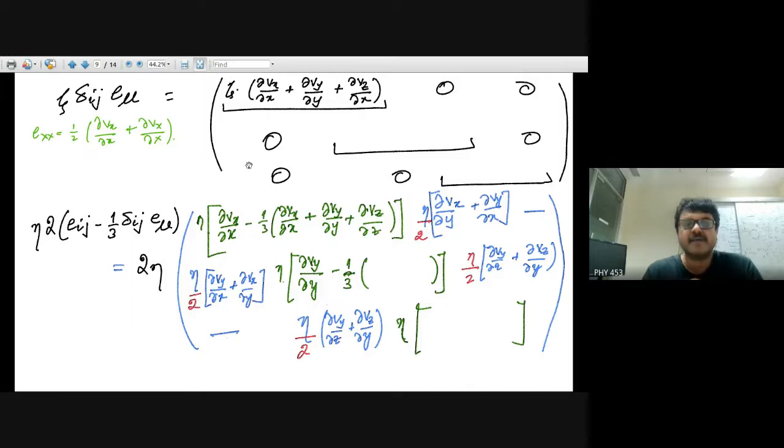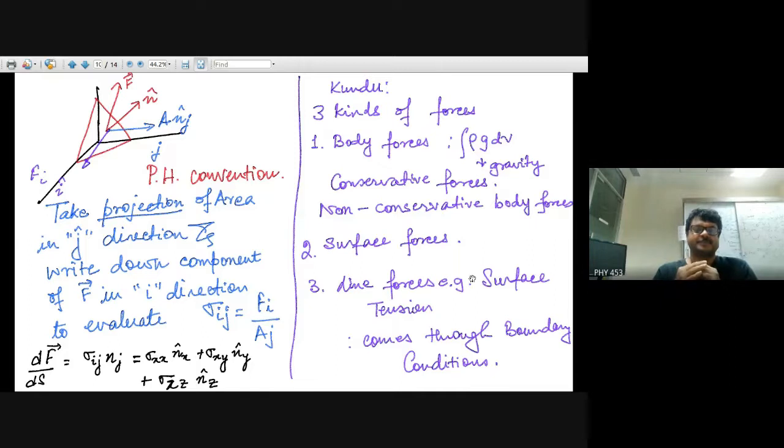So here I already explained how this term is going to look. This eta is already here. This should only have the velocity gradient terms. Yeah, so I made this mistake.